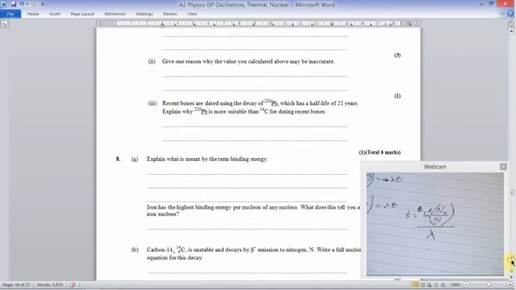Recent bones are dated using the decay of lead. The reason why is because the half-life is 21 years. Explain why it's more suitable for recent bones. Well, remember you're going to want a substantial change. So the half-life is close to the age. You want a half-life that's relatively close to the age of whatever you're trying to measure, because you want a numerous amount of half-lives to have passed.